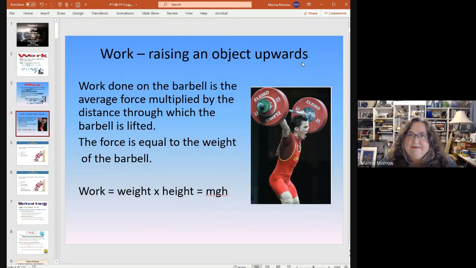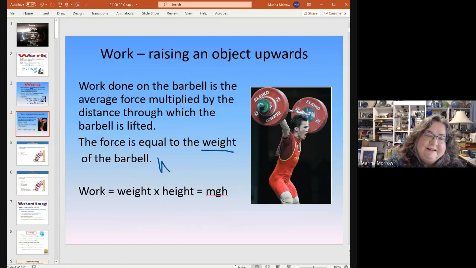Now, sometimes you're picking up some object. So the force you're using is upwards against the force of gravity. And so here we've got this weightlifter picking up around 100 kilograms. He's got 4 25-kilogram weights there. So that's the mass, but that's not the force he's using. The force is equal to the weight of the barbell.